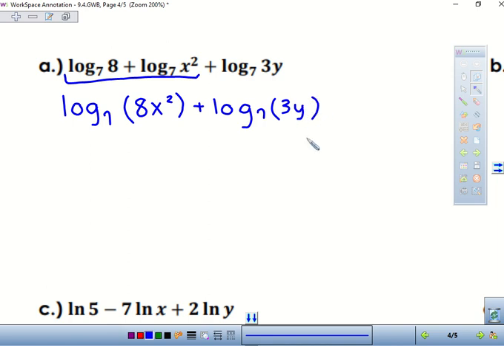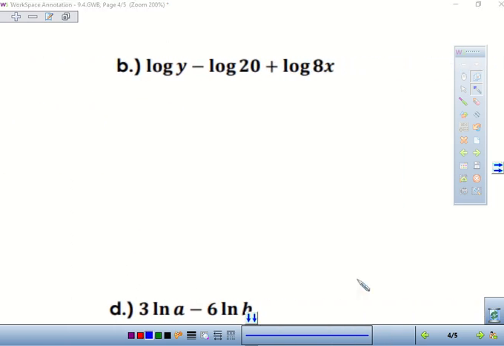So now I have the addition of two logs with the same base. So if I want to bring them together, once again, I have to do multiplication. So I'm multiplying 8x squared times 3y, which is 24x squared y. So that would be how you condense. Okay, condensation versus expansion.